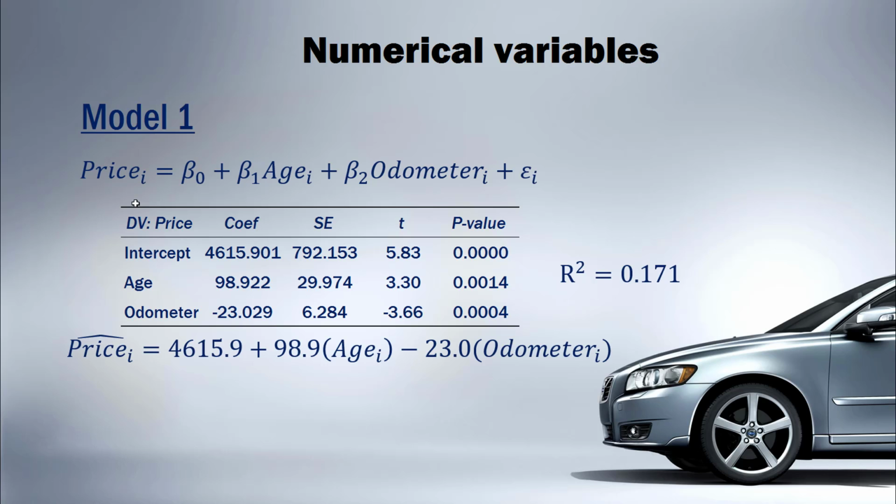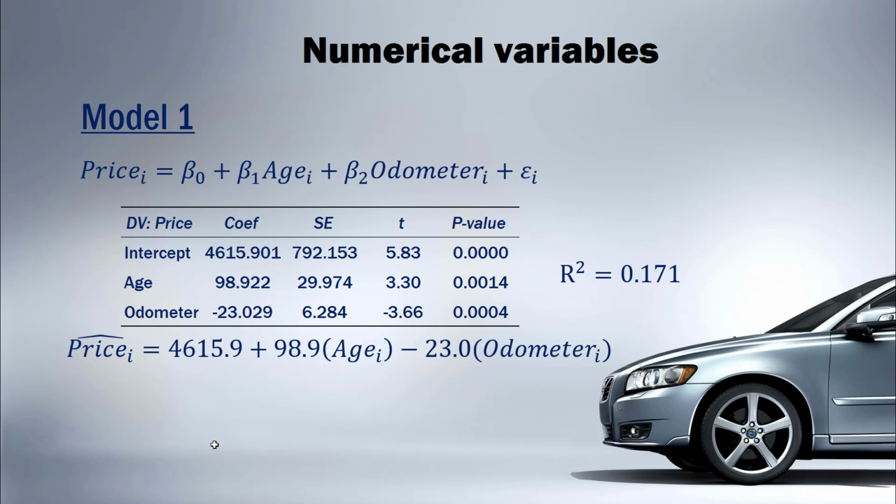So we can put this all into a sample regression equation, which is 4,615.9. That's our intercept term. We've got the coefficient of age, which is 98.9, and the coefficient of odometer, which is negative 23.0. And our R squared here is 0.17, so that's not particularly high. If you're not quite sure what that means, I would suggest watching videos 1 and 2 because I deal with R squared quite a lot in those first two videos.